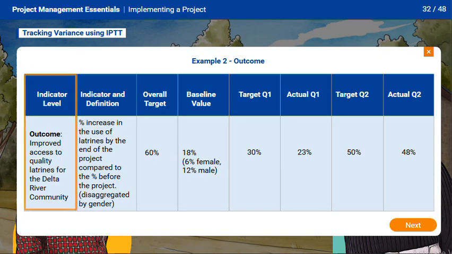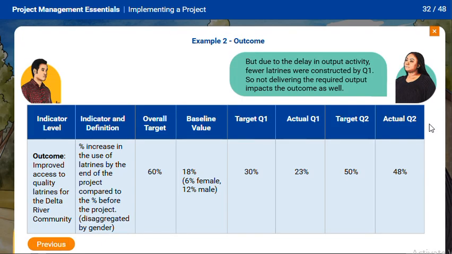Adesh, you will notice that the outcome level indicator required latrines to be built so that people can start using them, and you can demonstrate an increase in use of latrines. However, due to the delay in the output level activity, fewer latrines were built by the end of Q1, and as a result, not many people could use them. So, we can see that failing to deliver the required output will have an impact on the outcome as well. This example highlights how issues, MEAL, and schedule management are linked with each other.